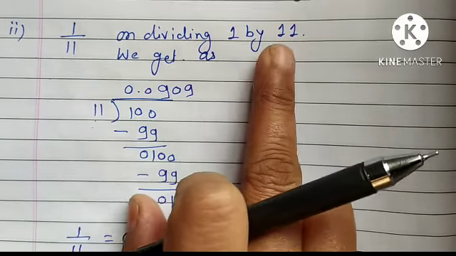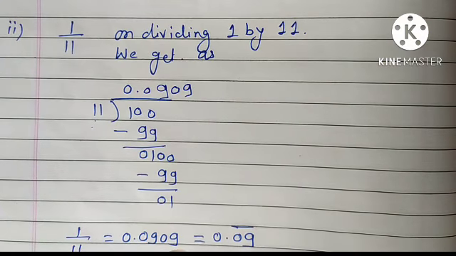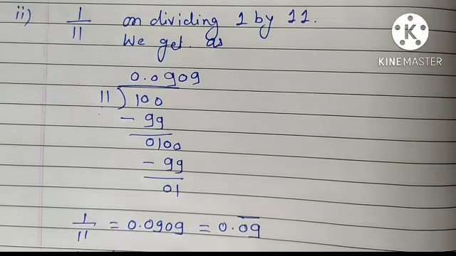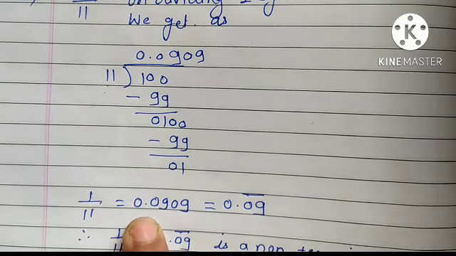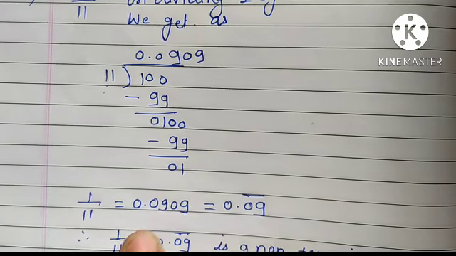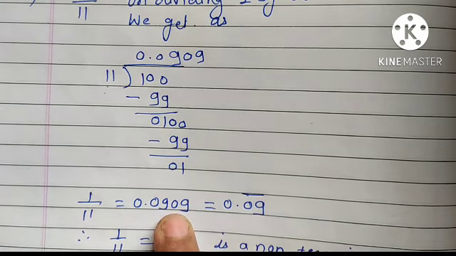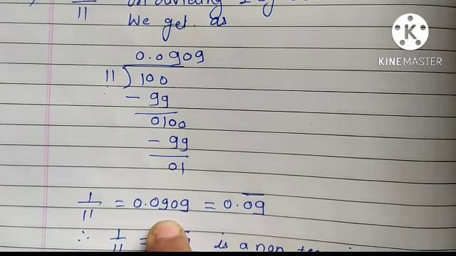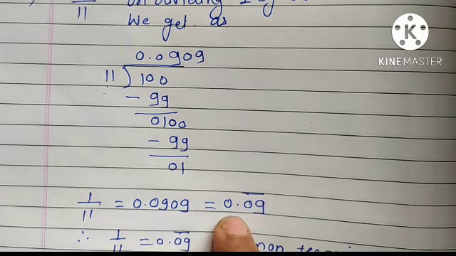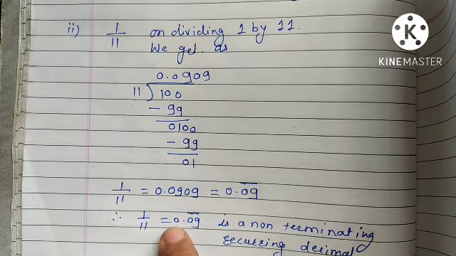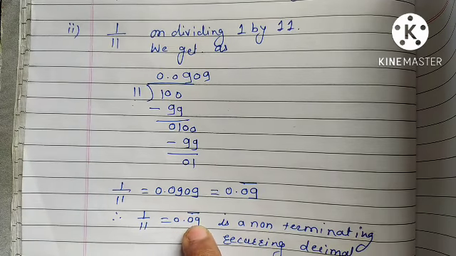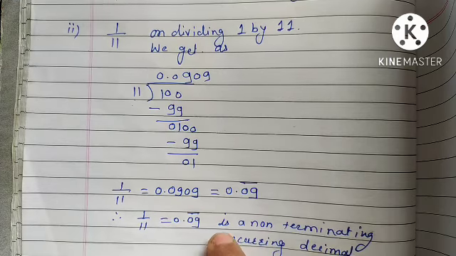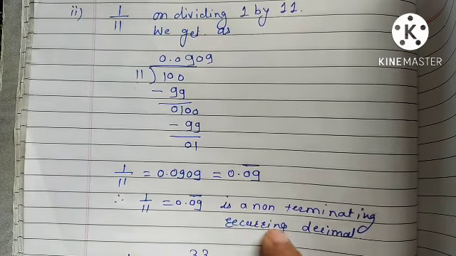On dividing 1 by 11, after completing the division process we will get 1 upon 11 is equal to 0.0909. Now 0.0909 is the decimal expansion of 1 upon 11. When we observe this decimal expansion, the group of 09 is repeating again and again. So we can write it as 0.09 recurring bar.